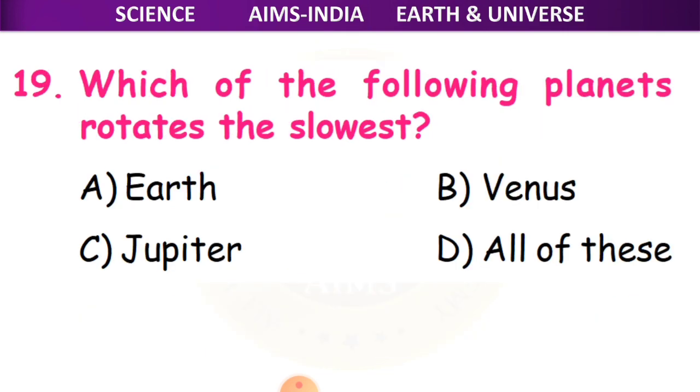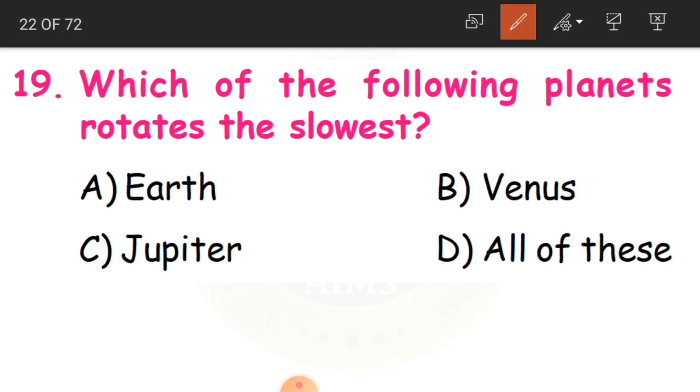Now the 19th question here. Which of the following planets rotates the slowest? The slowest. Okay, which is going to rotate the slowest, because every planet has its own speed while rotating and revolving. So which is going to rotate the slowest?